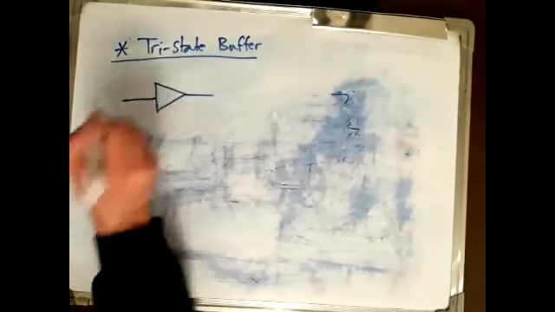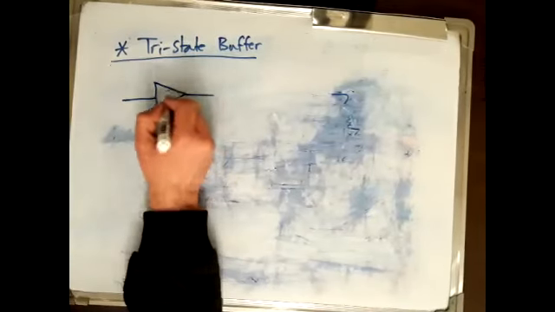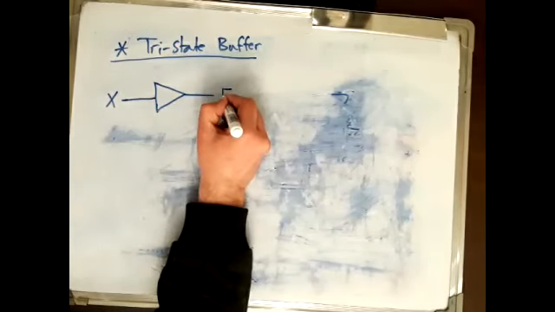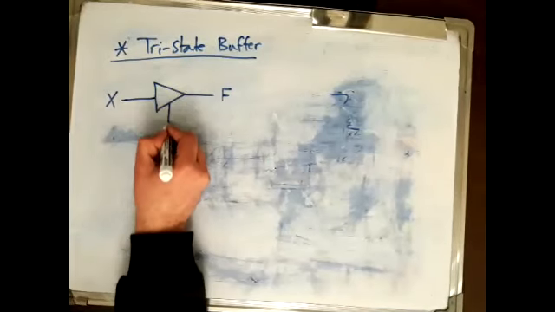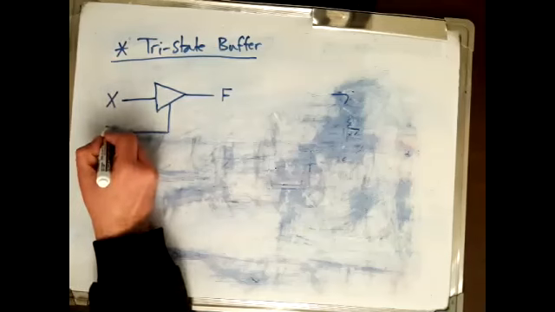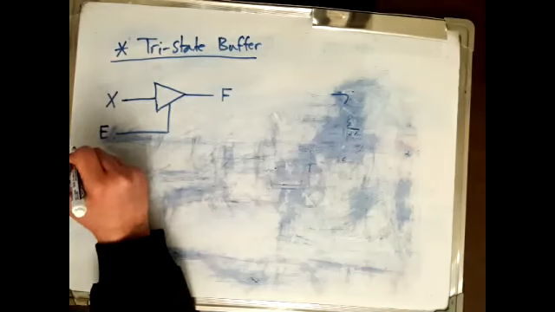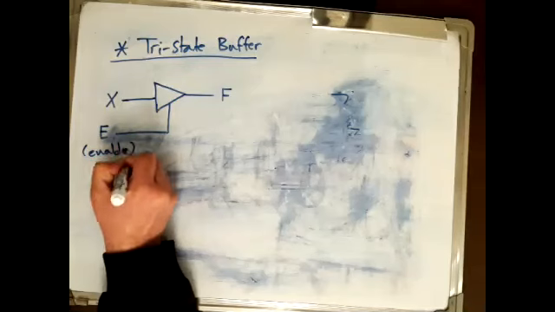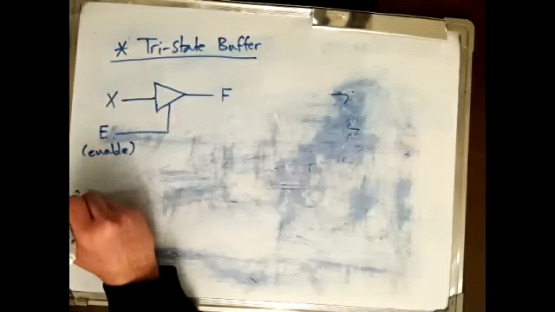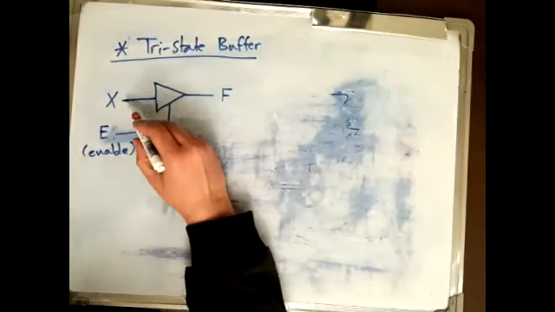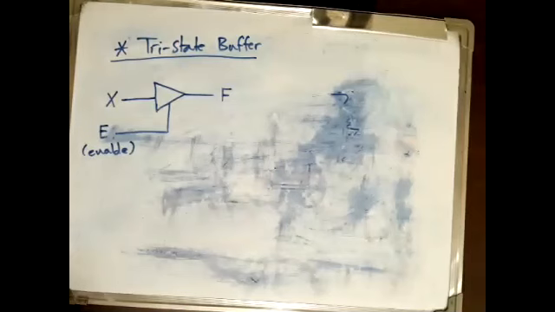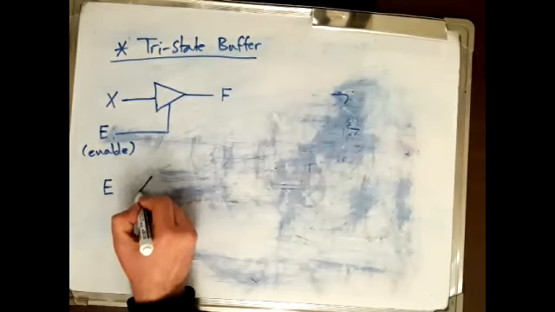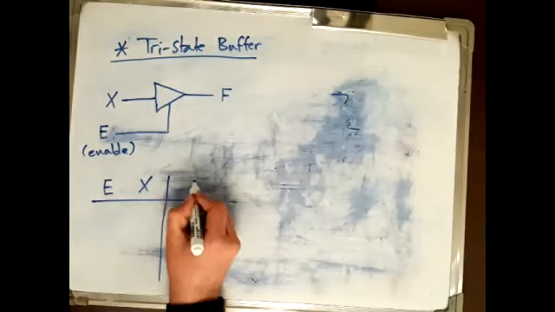The logic symbol of this gate is something like this. It is a triangle, which has one input X. It has one output, let's say F. However, this gate has another input, which sometimes we call E for enable, or sometimes C for control. So this is basically a gate that has two inputs, E and X, and one output.